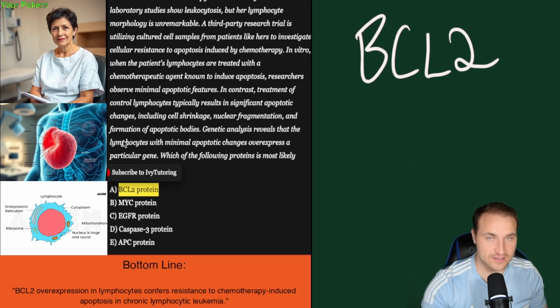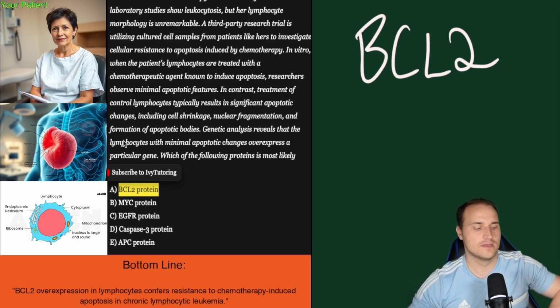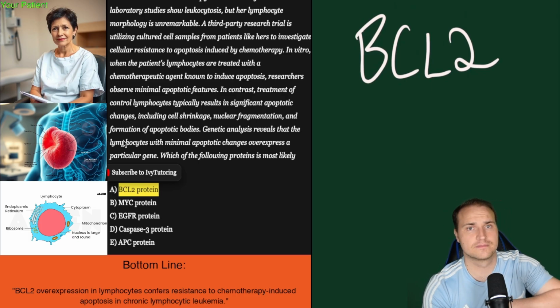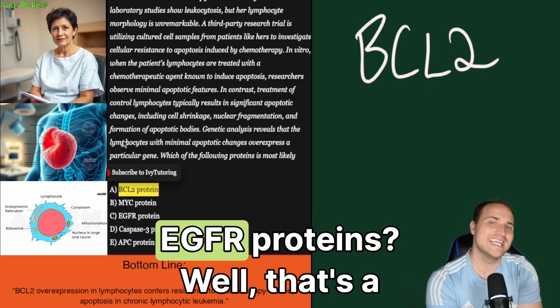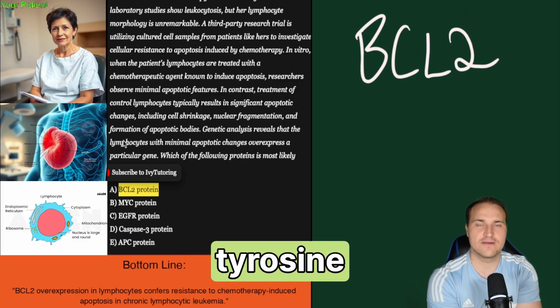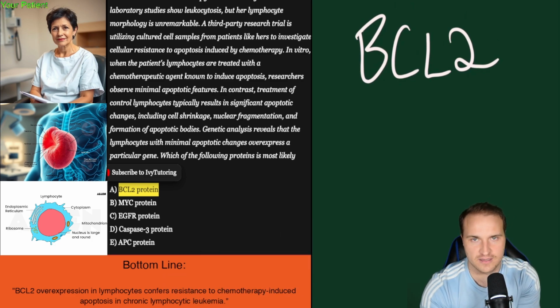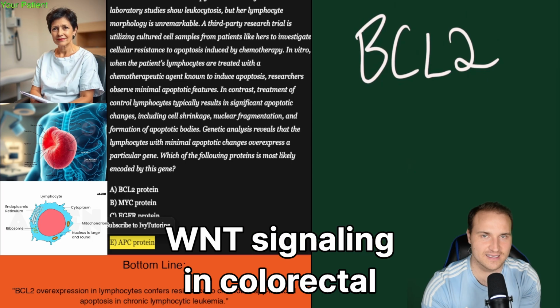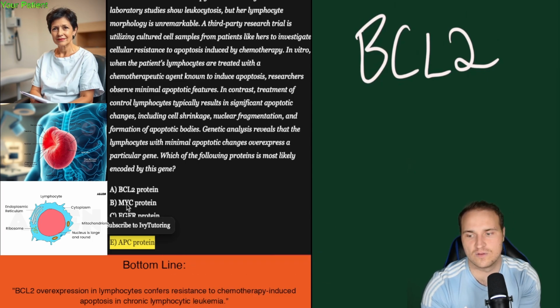Well, a transcription factor that promotes proliferation, not apoptosis, right? And it's common in Burkitt's lymphoma. Mick-Burke. That's why I remember Mick-Burke. It's not classic for CLL. How about the EGFR proteins? Well, that's a receptor tyrosine kinase that's involved in cell growth. That's more relevant to the lung and colorectal cancers, not anything related to this. How about the caspase-3? Well, that's a pro-apoptotic executioner, not anti. And then the tumor suppressor that's involved in WNT signaling in colorectal cancer, like FAP, would be your APC protein, okay? So that is not the answer to this question.